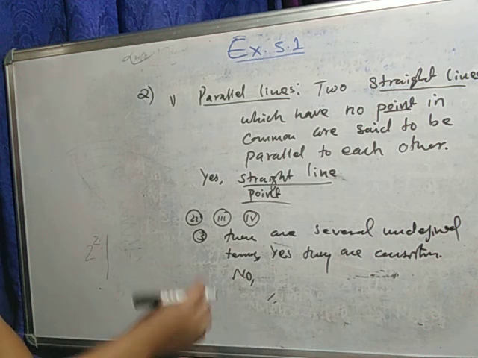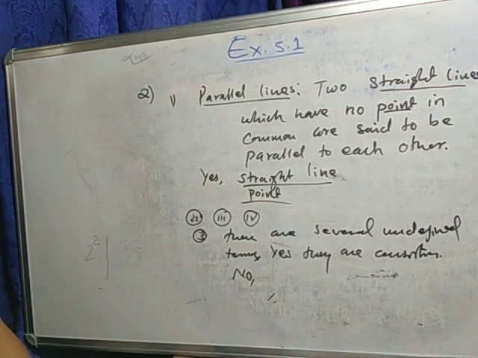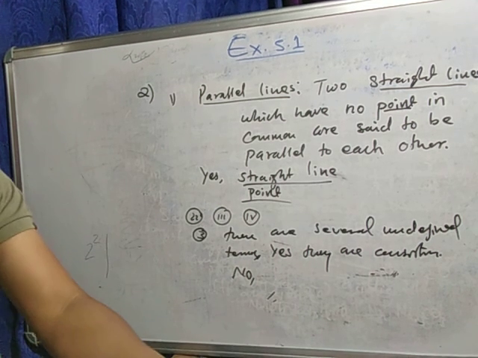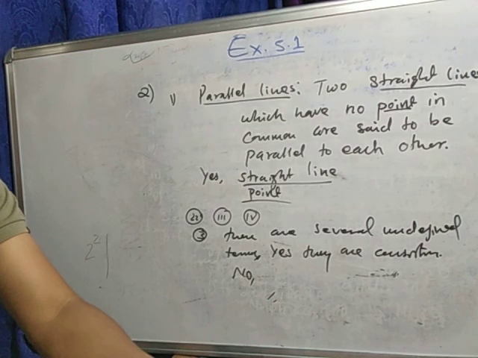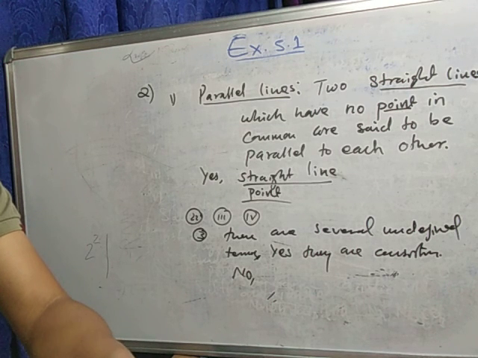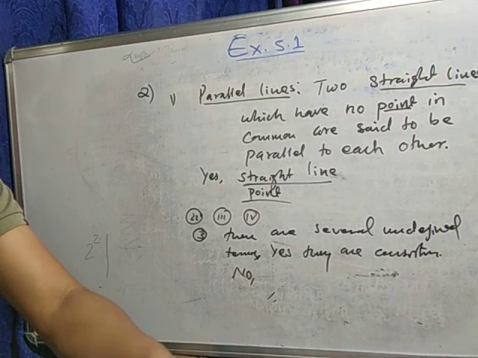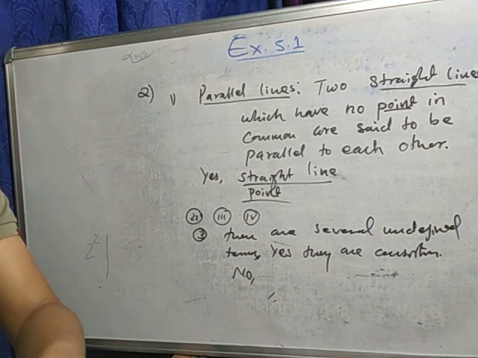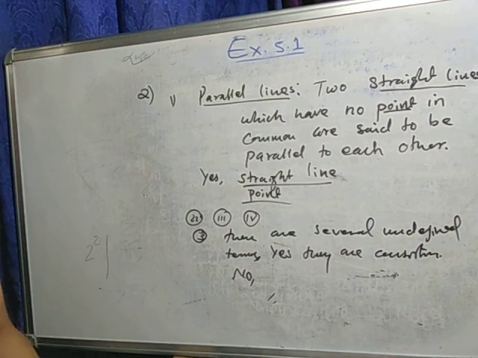The next question is here: 4, 5, and you have the fifth postulate. So you have 4, 5, 6. Next day we'll do these. So for today, this much only.